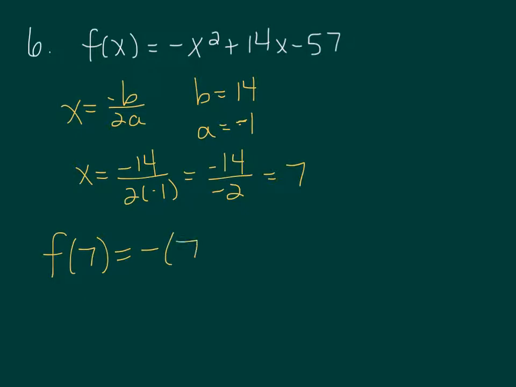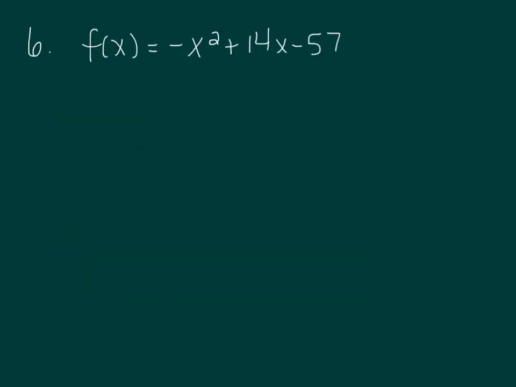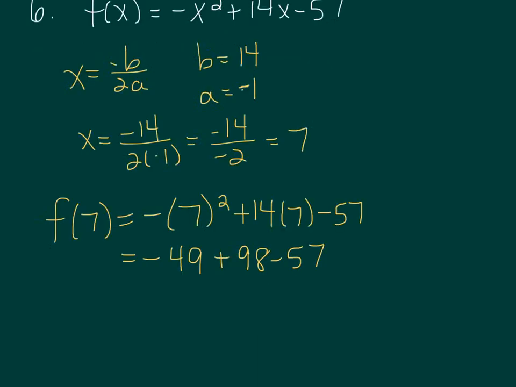So negative of 7 squared, got to use parentheses, plus 14 times 7 minus 57. So it's negative of 7 squared, which is 49, so that's negative 49 plus 14 times 7, which is 98, minus 57. 98 minus 57 is 41, positive, so it's negative 49 plus 41, which is a negative 8. So f of 7 is negative 8. So that tells me that my vertex is (7, negative 8).